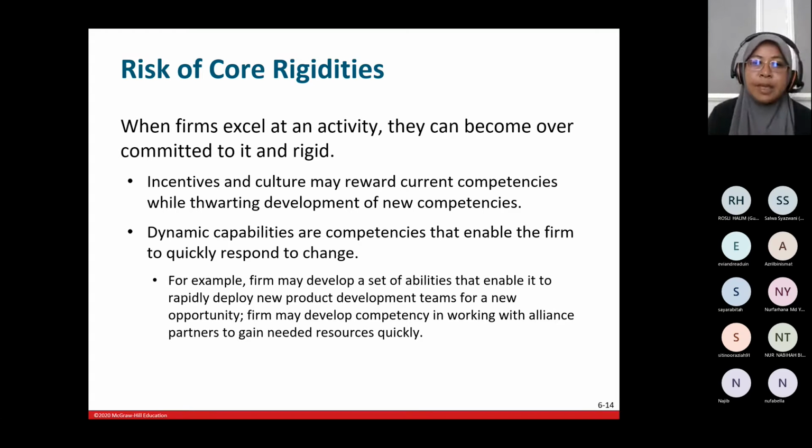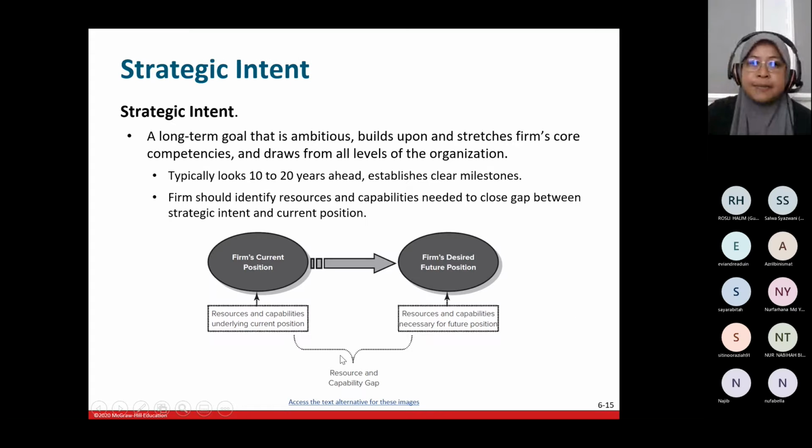So for example, a firm may develop a set of abilities that enable it to rapidly deploy a new product development team for a new opportunity. A firm may develop competency in working with alliance partners to gain needed resources quickly. This is another way that the company can ensure that they are staying competitive and dynamic. This can happen with vertical integration.